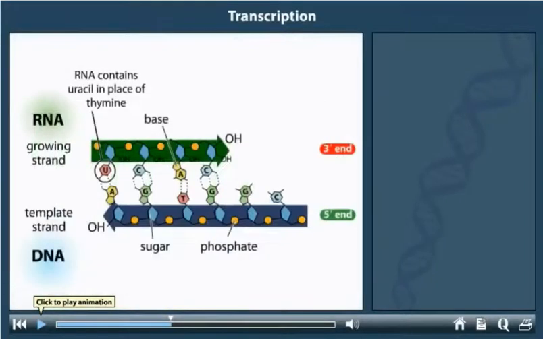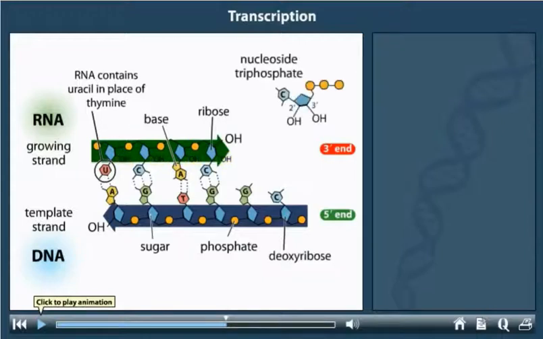Note that the bases in the nucleotides of the RNA strand form pairs with the bases in the DNA strand. Also, note that the RNA nucleotides contain the sugar ribose, which has a 2' hydroxyl group, whereas the DNA nucleotides contain the sugar deoxyribose, which lacks this hydroxyl group.